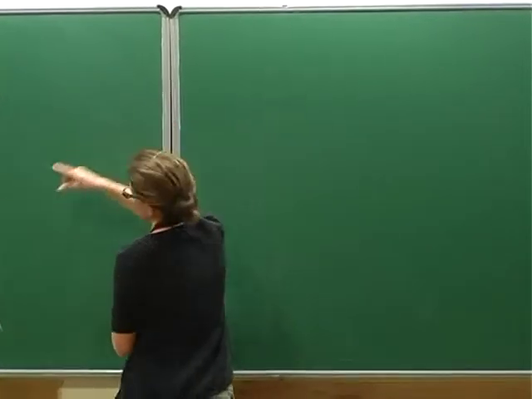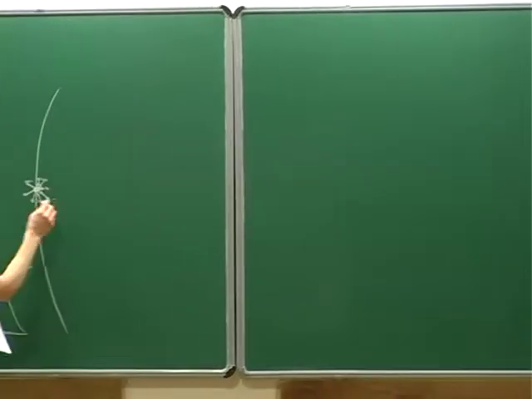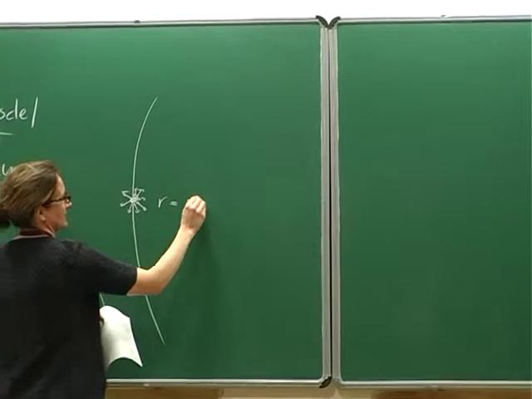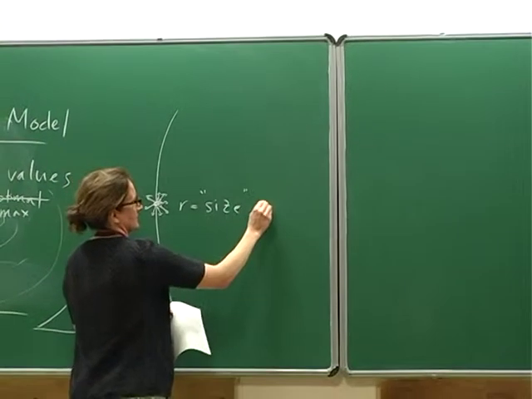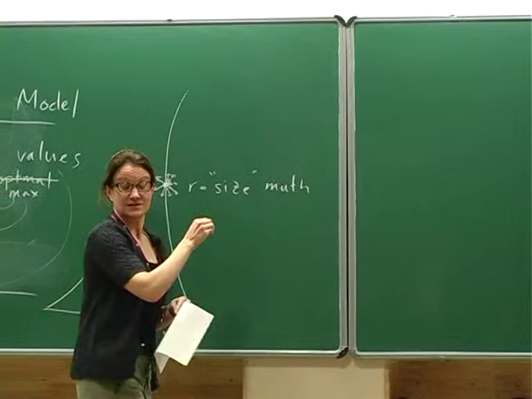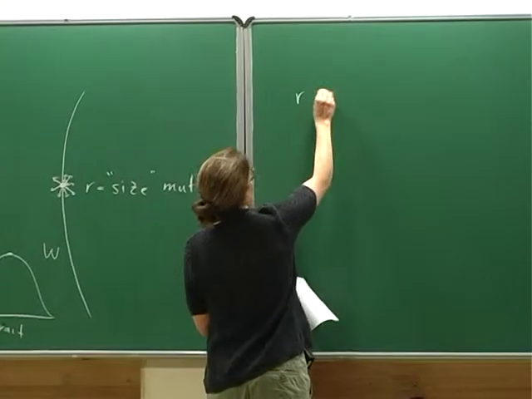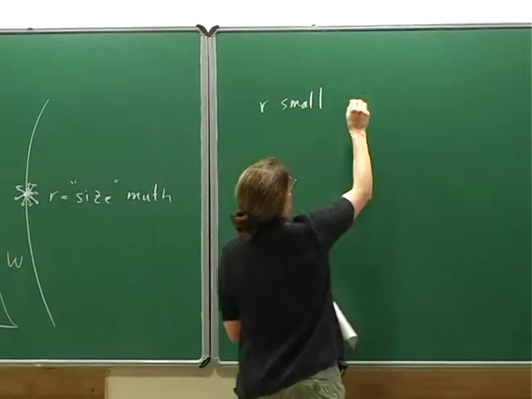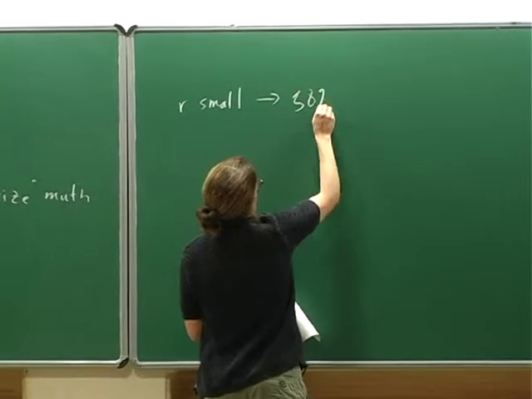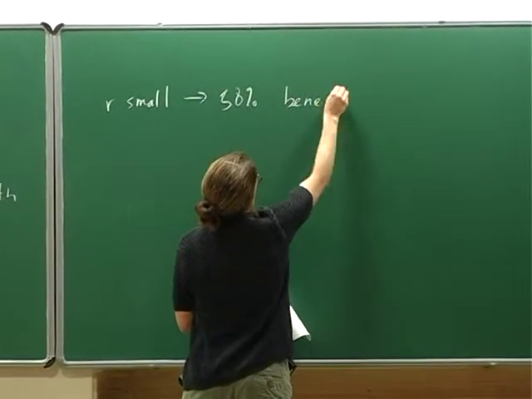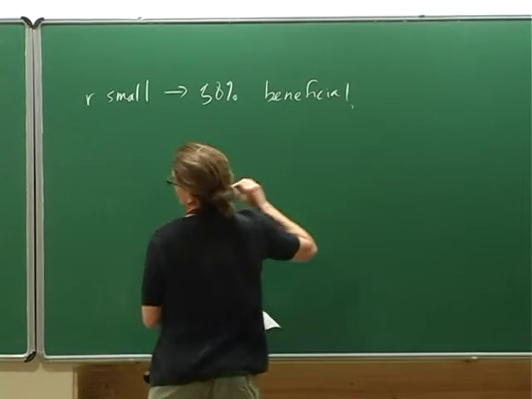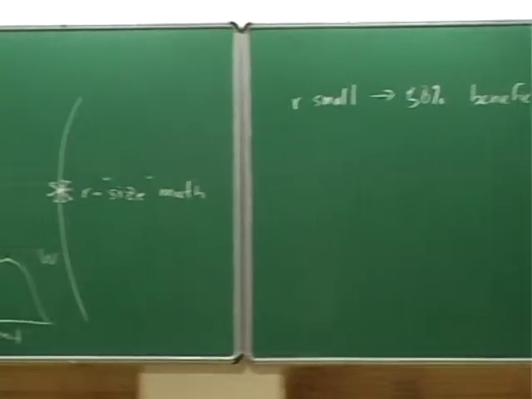So if the length, let's call this length R, it's kind of the size of the mutation. How big is its effect? And if R is small, we approach 50% beneficial. Okay, what if R is really big?